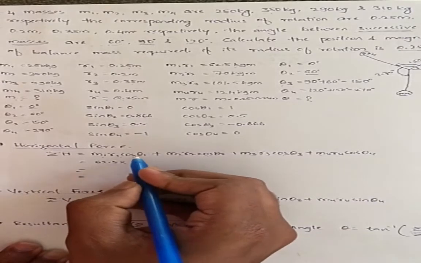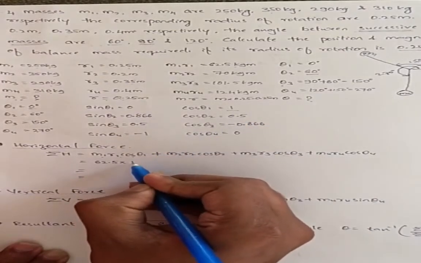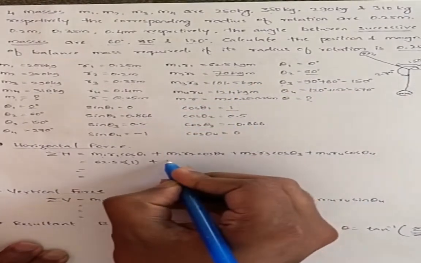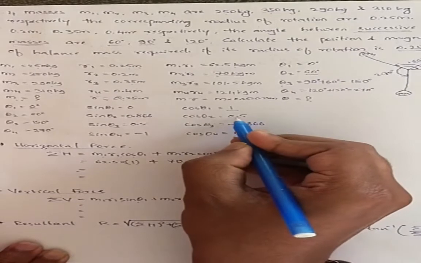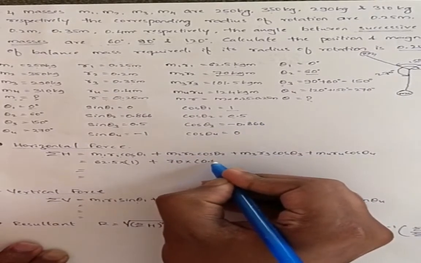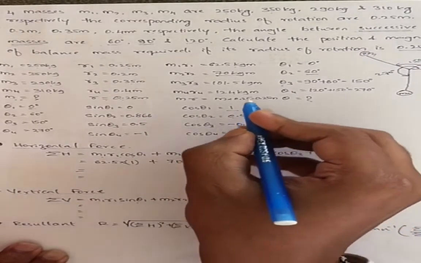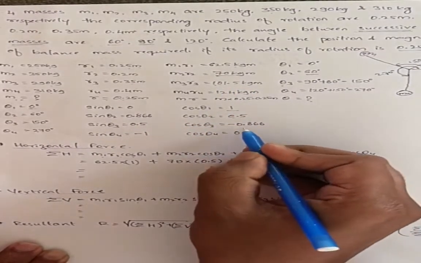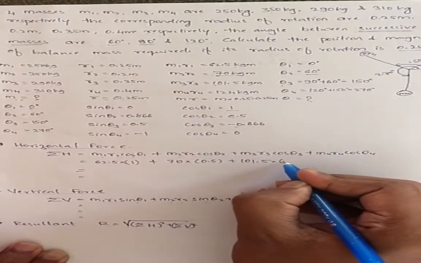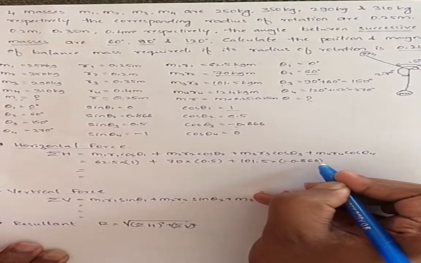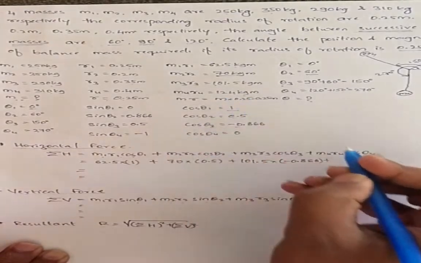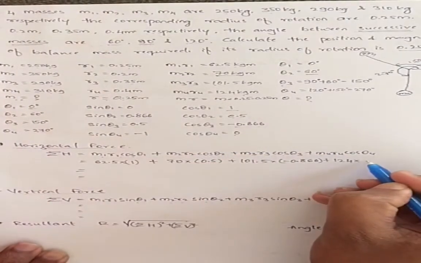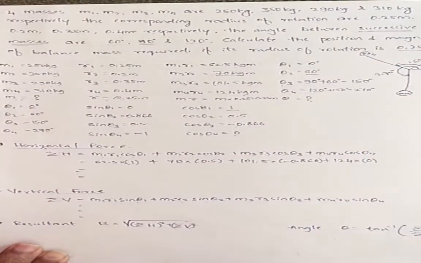M1 R1 is 62.5 into cos theta 1. Cos theta 1 value is 1. Plus M2 R2, which is 70, into cos theta 2, which is 0.5. Next, M3 R3 is 101.5 into cos theta 3, which is -0.866. Then M4 R4 is 124 into cos theta 4, which is 0. Now just substitute these values.